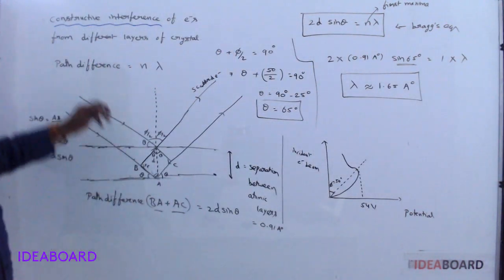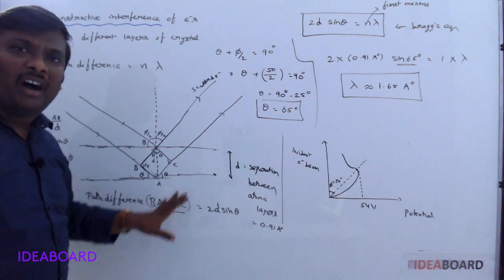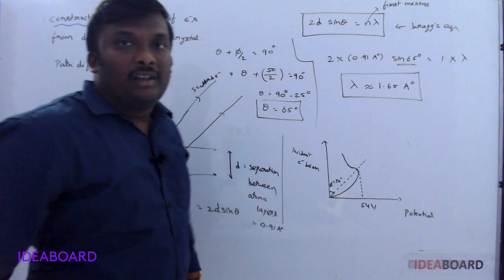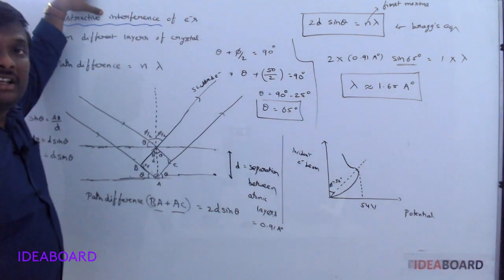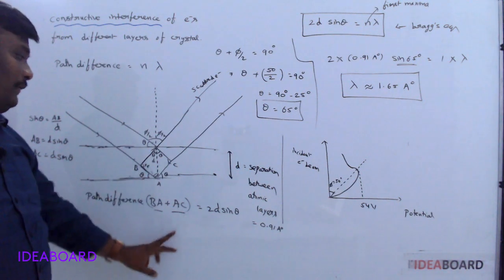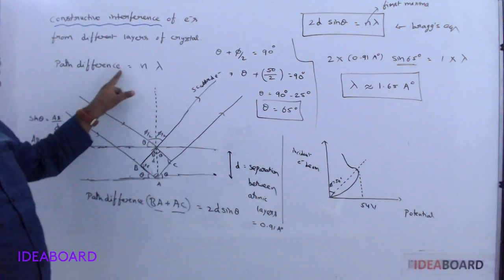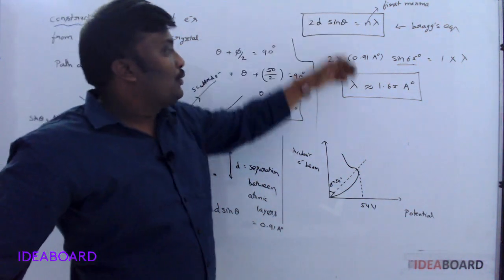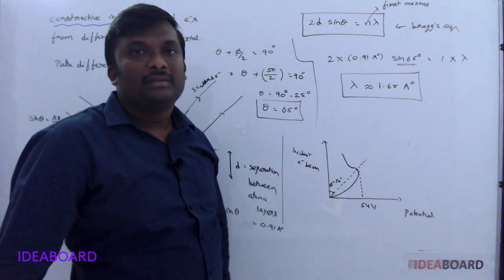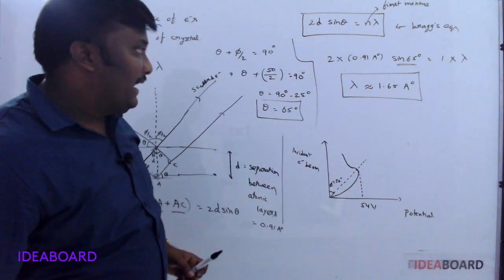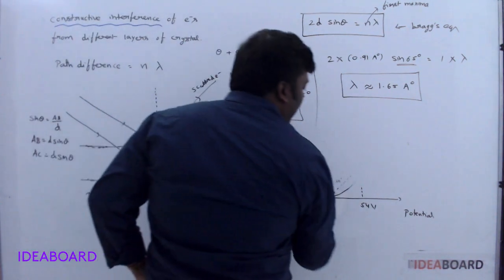Okay, so at a particular angle, if you know the Bragg's equation, you can directly substitute the Bragg's equation for constructive interference. If you don't know, then we can find the value of the path difference, and this path difference is equal to n lambda for constructive interference. That value I substitute here. Clear? So this is the value of wavelength of electron from experiment.